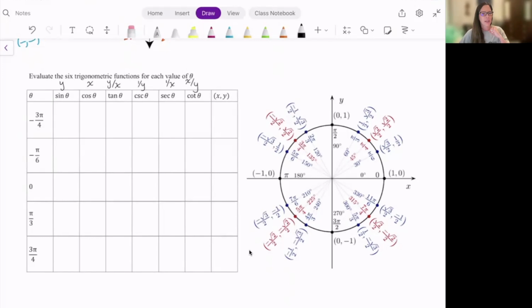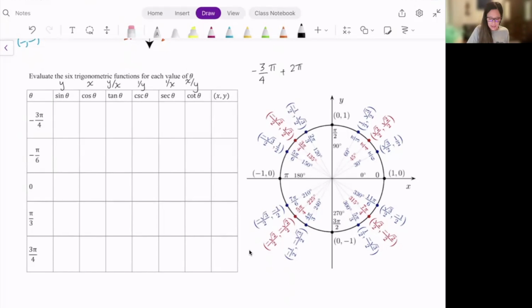We didn't talk about negative angles. Well, a negative angle is going to have the same value as a positive angle. It's just a difference of 2 pi. So if we are at negative 3/4 pi, and I need to figure out what that is, what I do is I add 2 pi to that.